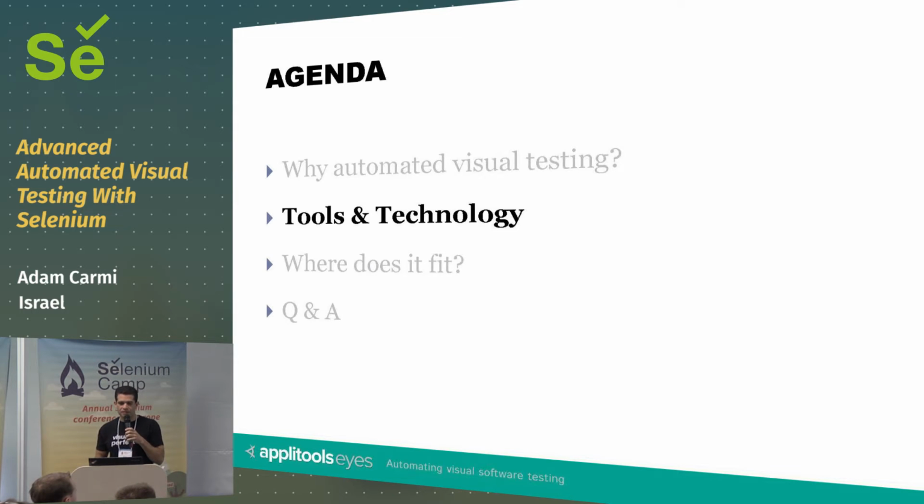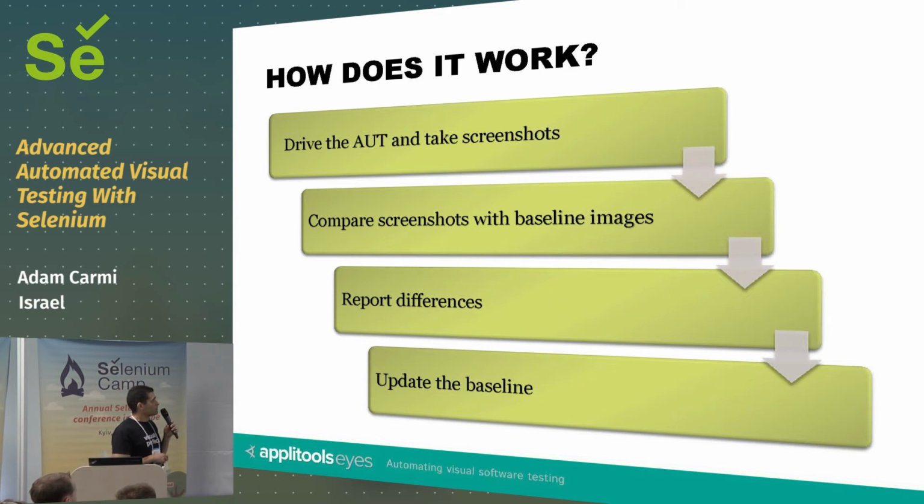Okay, so now that we understand what visual testing is, let's take a look at the tools and understand how they work. So all the visual test automation tools that are out there, and there are over 30 of them, all share the same simple workflow. It has 4 steps. In the first step, you drive the application under test and get screenshots. We're at a Selenium-related conference, so you can use WebDriver to do that part of the workflow.